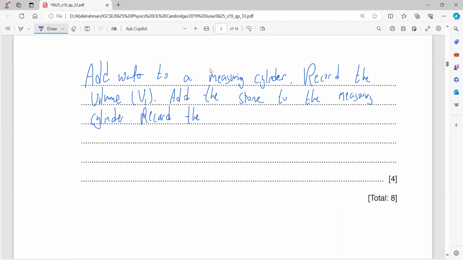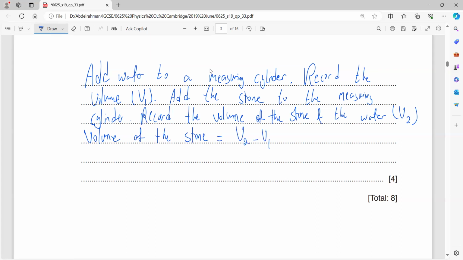I need to be quite specific. Record the volume of the stone and the water, and we will name it V2. To find the volume of the stone alone, the volume of the stone alone, what should I do? We say V2 minus V1. This is called the displacement method.